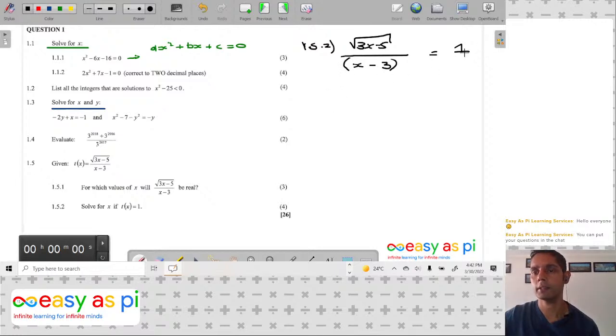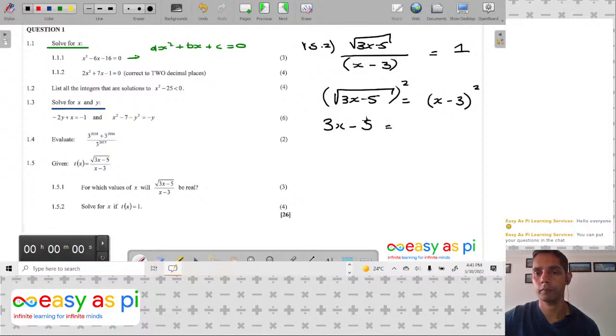So let me take this x minus 3 across, and then I get root 3x minus 5 is 1 times x minus 3, which is of course just x minus 3. I'm going to keep the bracket because next I'm going to square both sides. Okay, this square root and square cancels, so I then get 3x minus 5. And I use SMS here, so this gives me x squared minus 6x plus 9.